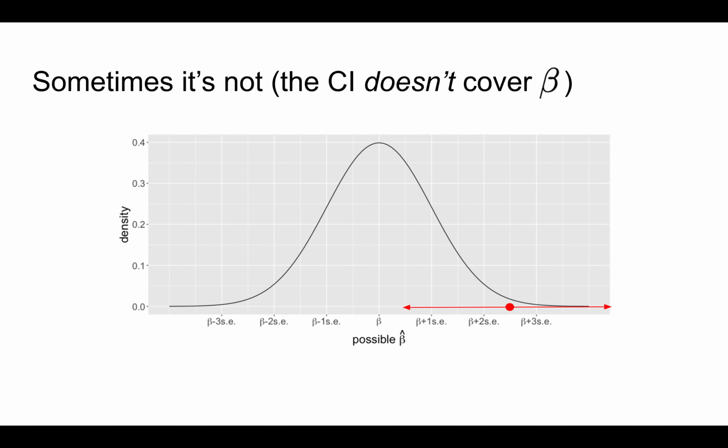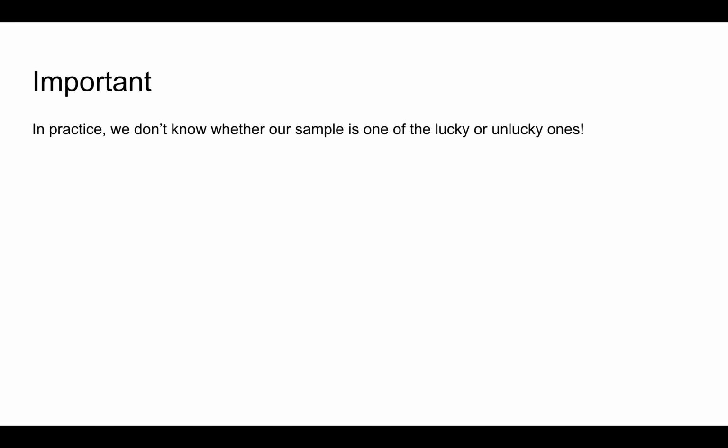It's important to remind ourselves that, in practice, we don't actually know the population beta value. Thus, we can't know whether our sample is one of the lucky or one of the unlucky ones. However, what we can do is choose our confidence level according to how certain we want to be about our confidence interval including beta.